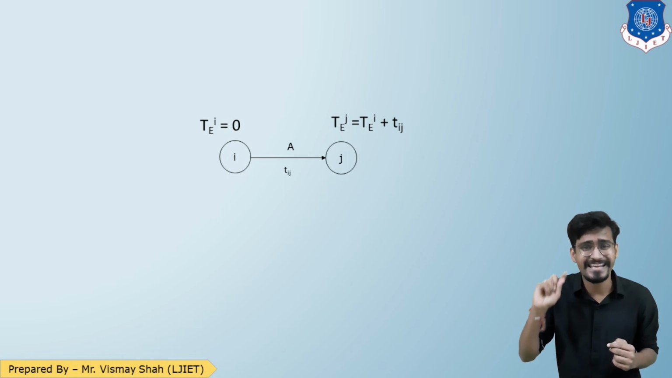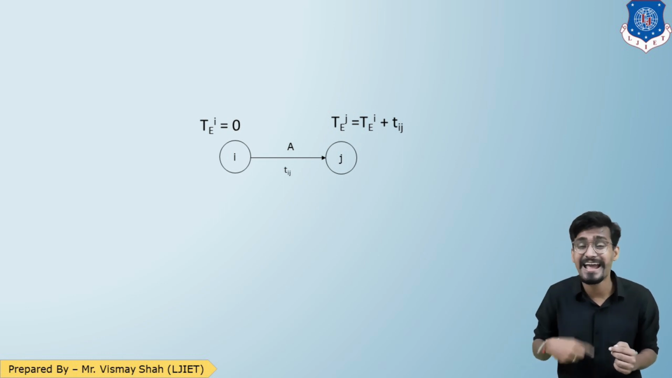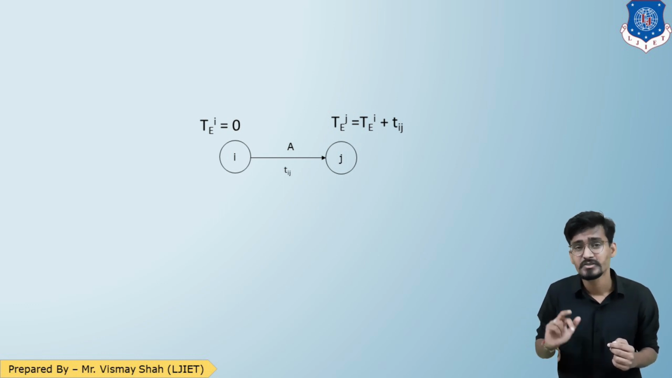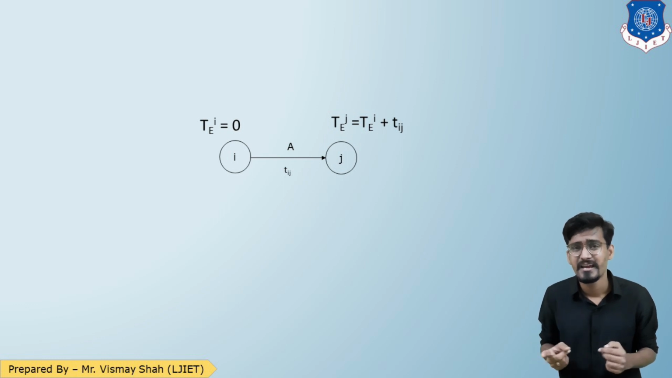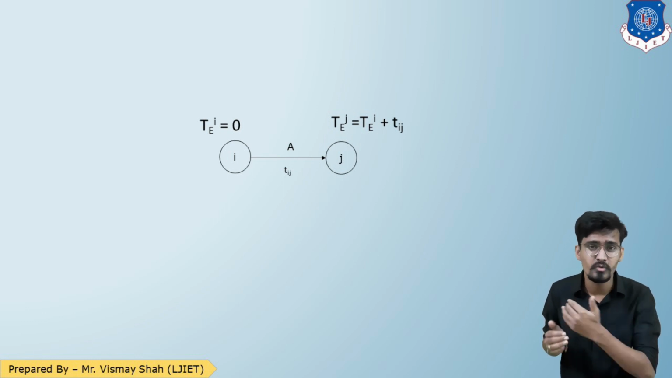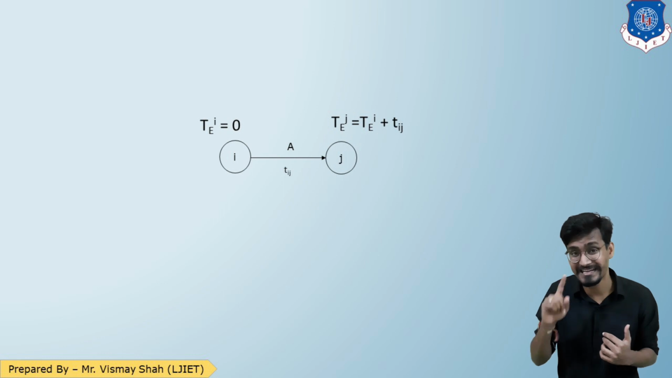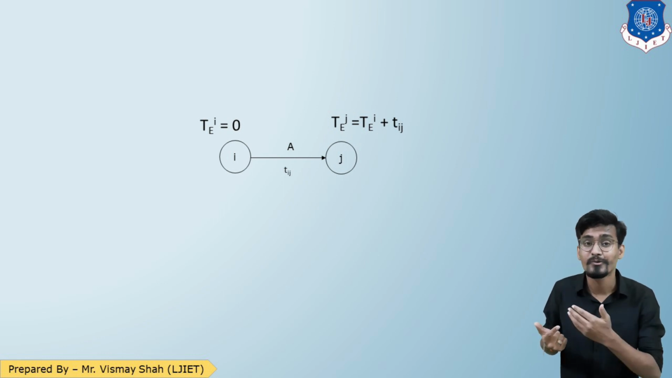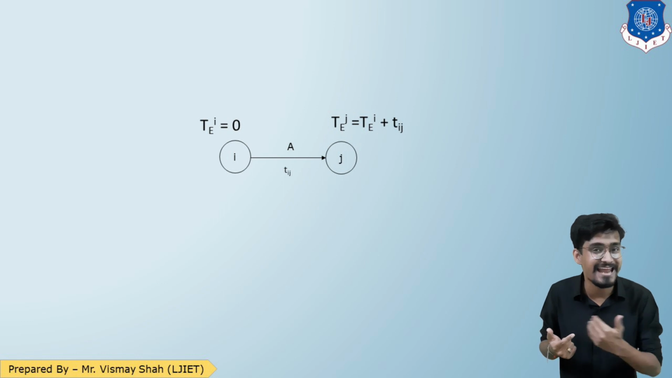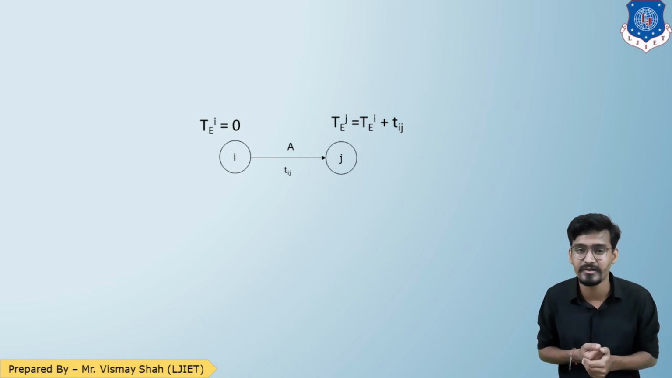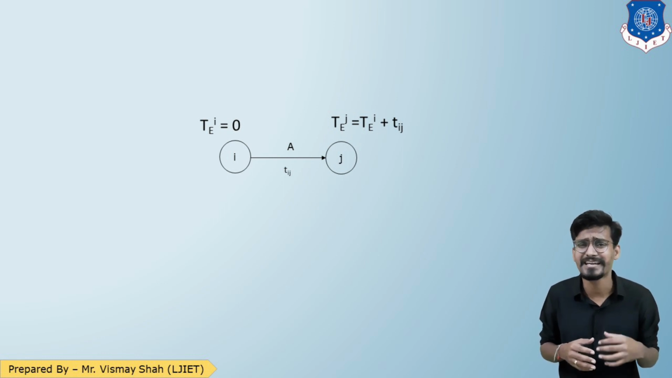So what is TEJ? That is the same as TLJ. So TEJ and TLJ will be the same. That is our latest allowable occurrence time for event J. Now I want to find TLI. To find TEJ, I was adding the duration. To find TLI, I will deduct the duration. So TLI will be TLJ minus TIJ.